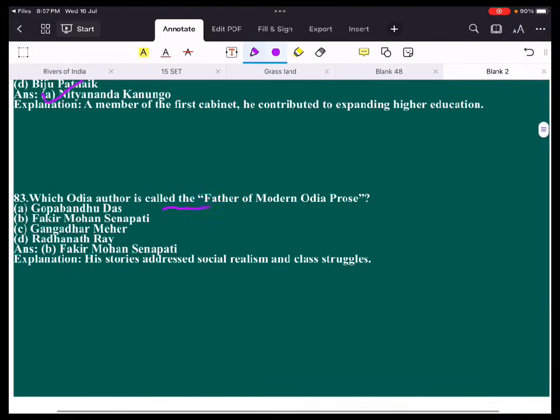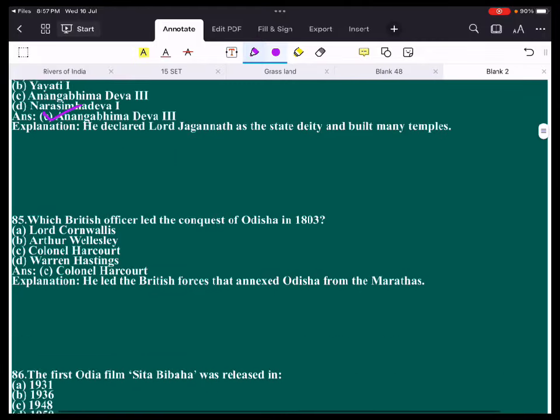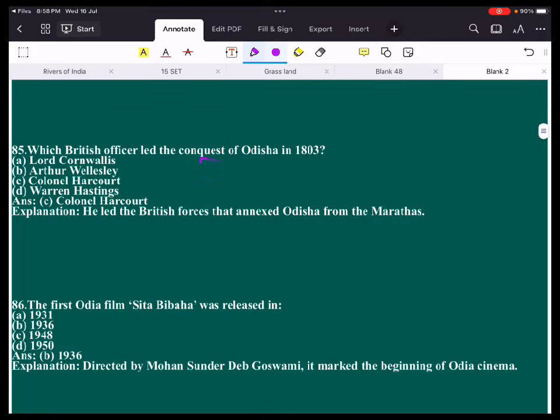Which Odia author is called the father of modern Odia prose? It is Fakir Mohan Senapati. Option B. Which Odia king built 108 Shiva temples in Bhubaneswar? That is Ananga Bhimadeva III. Which British officer led the conquest of Odisha in 1803? Colonel Harcourt. He led the British force and annexed Odisha from the Marathas.